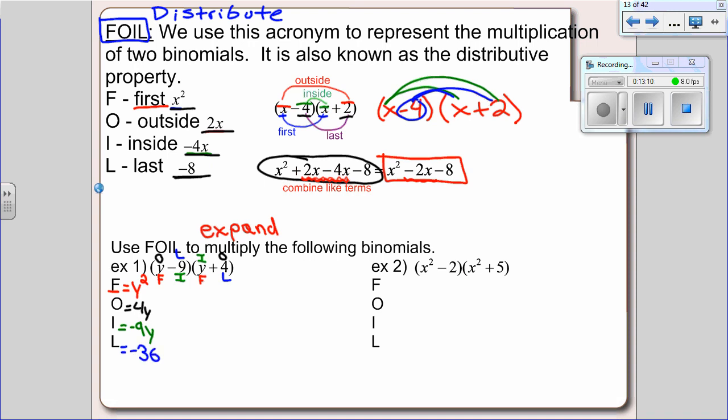That's FOIL. First, outside, inside, last. It's a way of organizing distribution. It's the same property, just a way of organizing it. You then take all 4 of your answers and you write them into one long problem. So y squared plus 4y minus 9y minus 36. And you collect any like terms that you see in that string of variables.